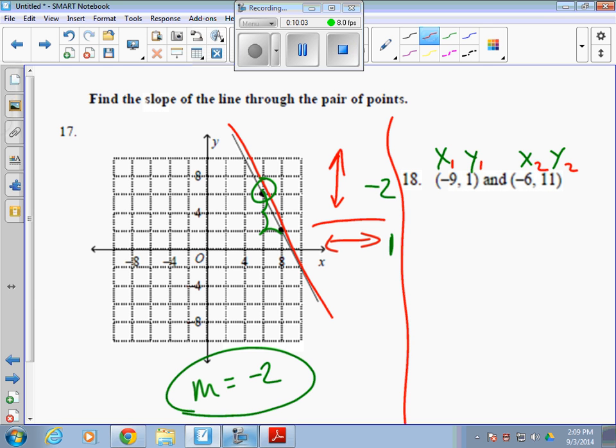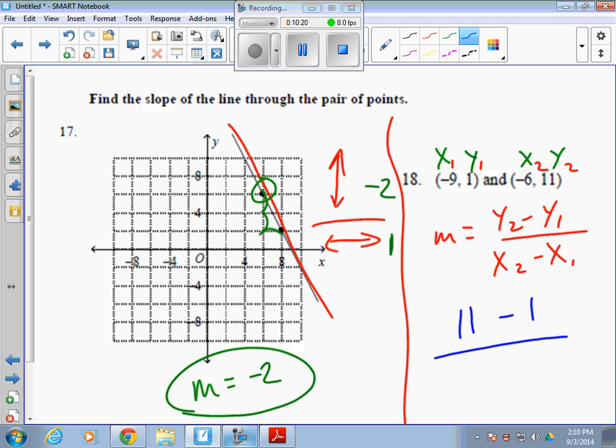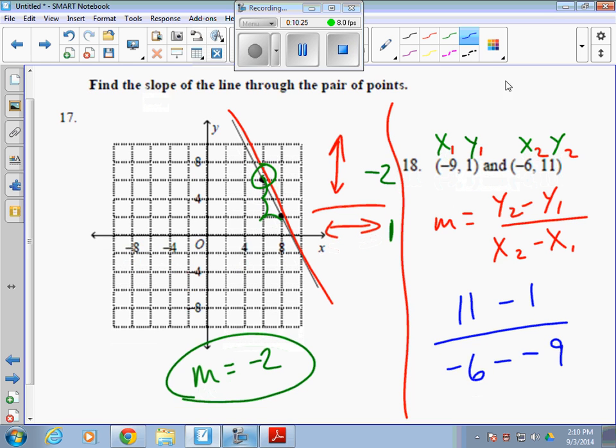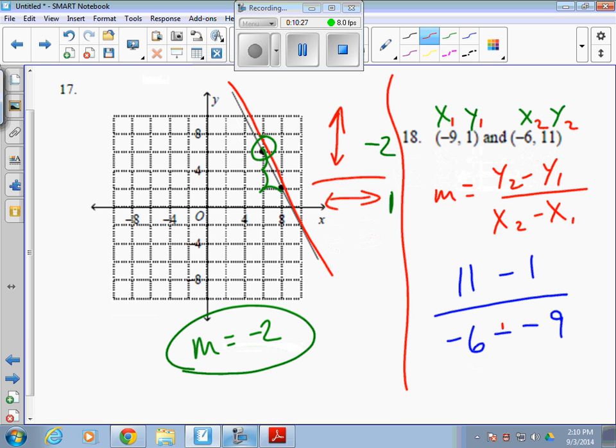Your slope formula says the change of y, so y sub 2 minus y sub 1, so it's talking about the difference of them, the change of them, over the change of x, x sub 2 minus x sub 1. If you plug them in that exact same order, it's really easy. Y sub 2 is 11, minus y sub 1 is 1. X sub 2 is negative 6, minus x sub 1 is negative 9. Minus a negative, look at the bottom right there, means plus a positive.